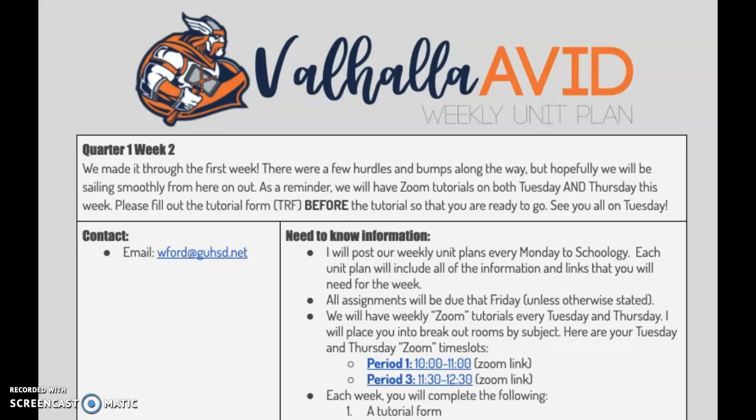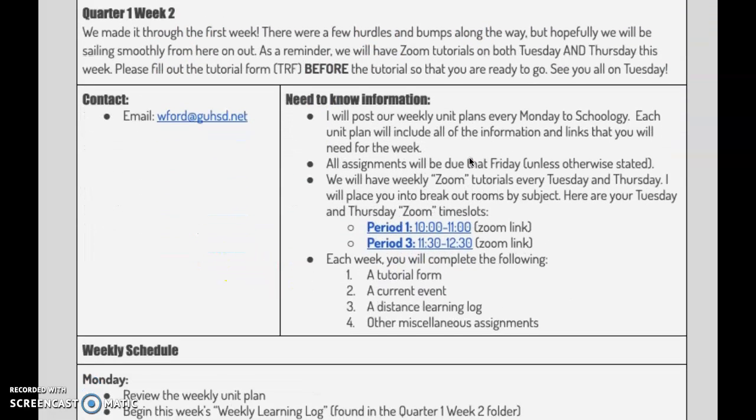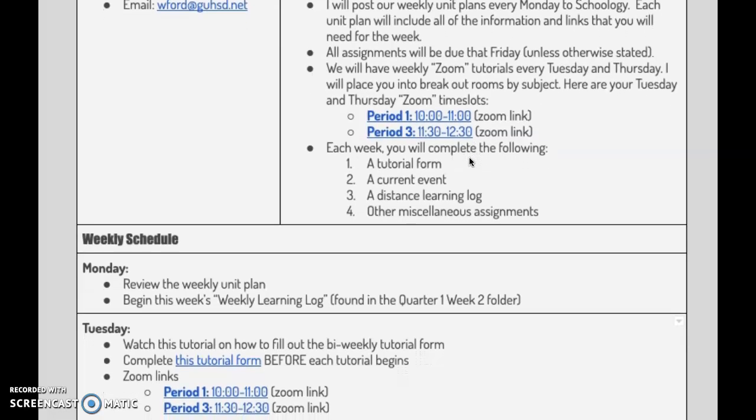To access it, go to your Week 2 folder under your Avid class in Schoology. Once you access your Week 2 folder, otherwise known as the Quarter 1 Week 2 folder, you will go to your weekly unit plan. This is what it looks like right here. Once you get into your weekly unit plan, scroll on down to Tuesday, and you will find a link to your tutorial form. Notice it says complete this tutorial form before each tutorial begins.